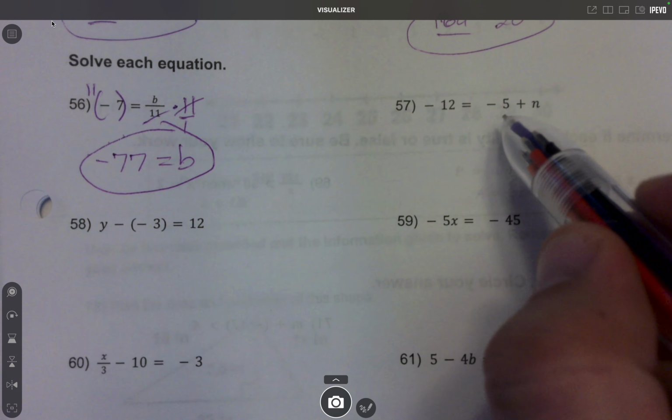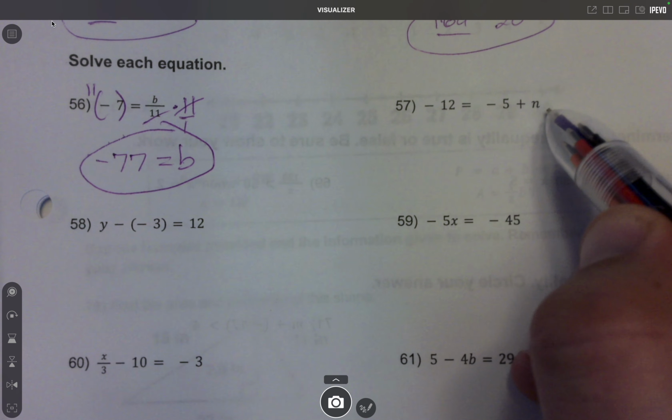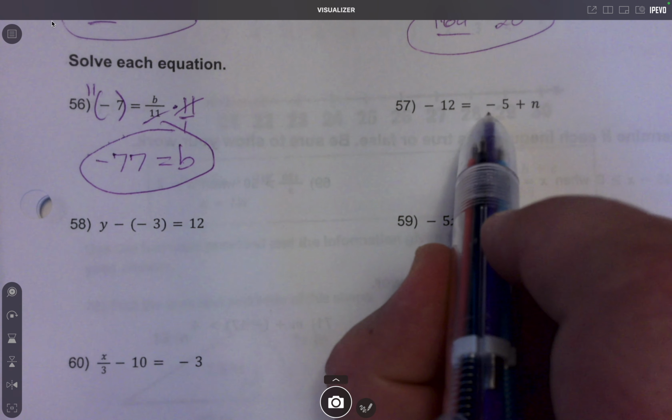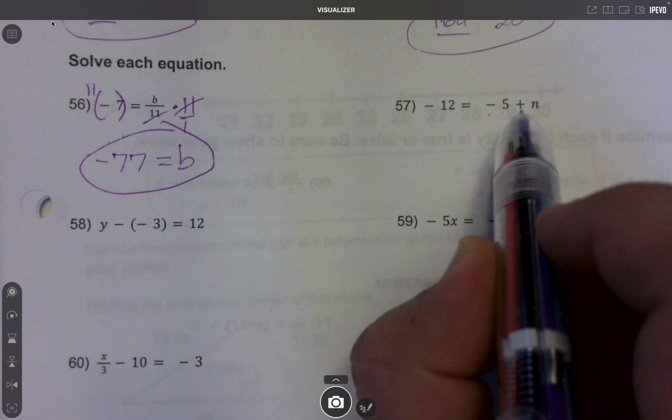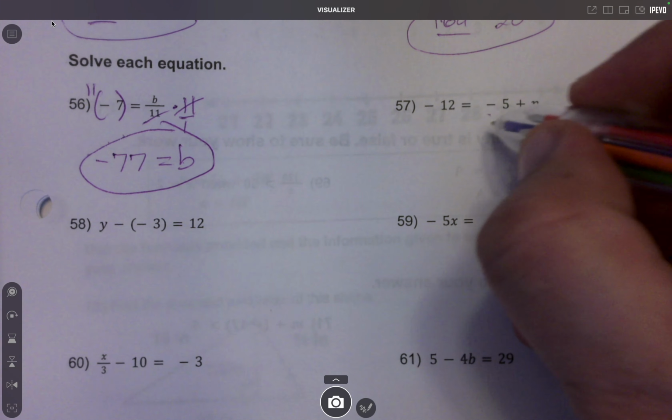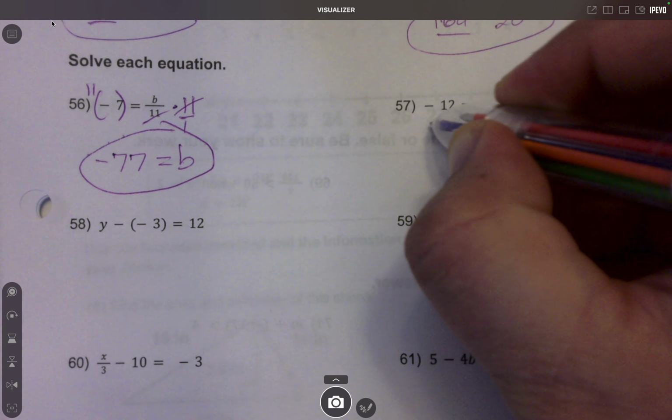Okay, 57, we have -5 plus n. We need to move that -5, so we do the opposite. You look at what sign is in front of the number, always. The sign after the number doesn't matter. The sign in front of it is what matters. So the opposite of a negative 5 is a positive 5.